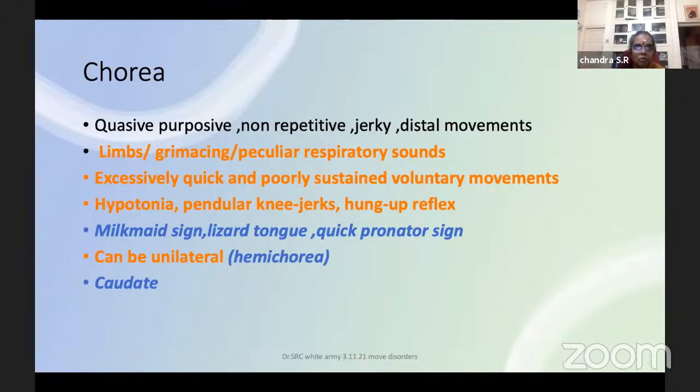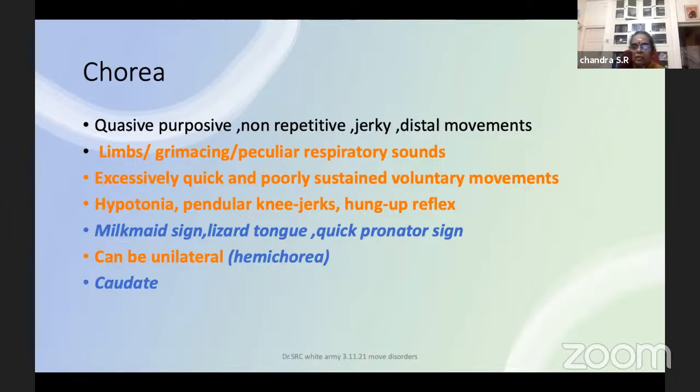There is hypotonia in the limb which is affected by chorea. Because of the hypotonia, you can get a pendular knee jerk. When chorea gets incorporated into the jerking component, you get a hung-up reflex. You get the milkmaid's grip. All of you are very familiar with this. And the patient will not be able to sustain the tongue out. It is called lizard's tongue.